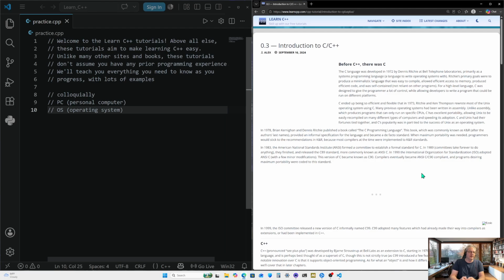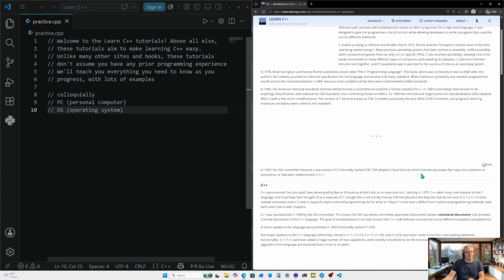Compilers eventually became ANSI C, or C90, compliant. The programs desiring maximum portability were coded to this standard.